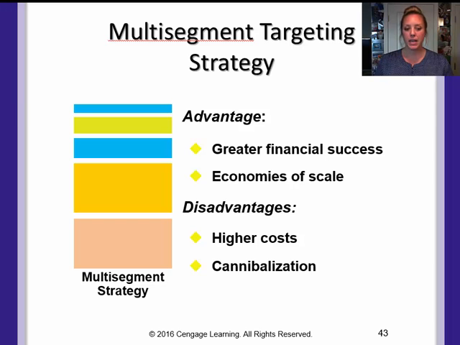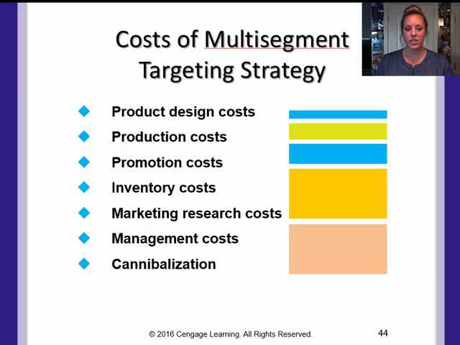Multi-segmentation offers many potential benefits to the firm. It includes greater sales volume, higher profits, larger market share, and economies of scale in manufacturing and marketing. Multi-segmentation strategy does come with a price, including the costs shown on the slide here. So, product design costs, production, promotion, inventory, marketing research, management costs, and cannibalization. Cannibalization is a situation that occurs when sales of a new product cut into sales of the firm's existing products.